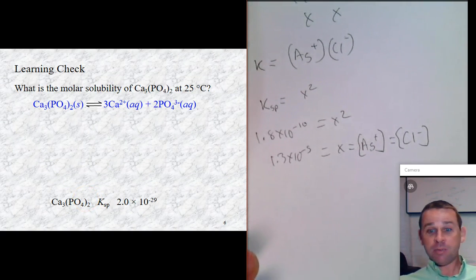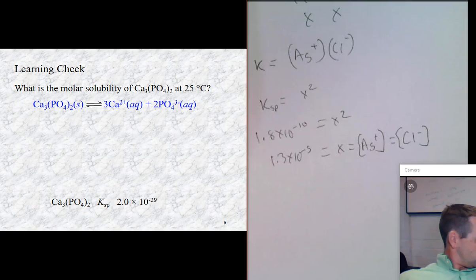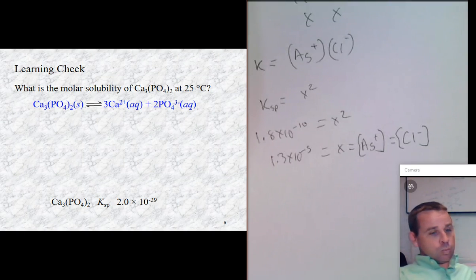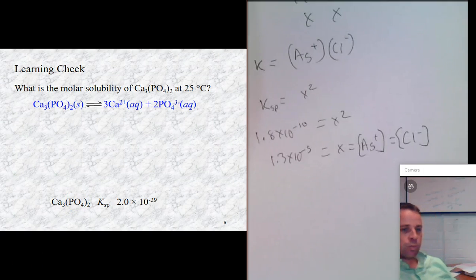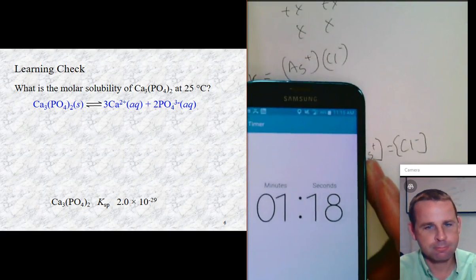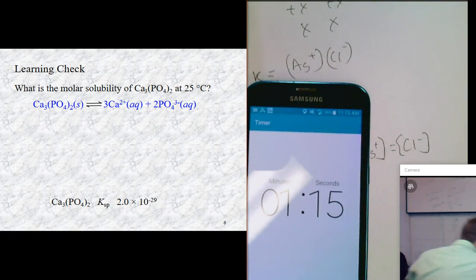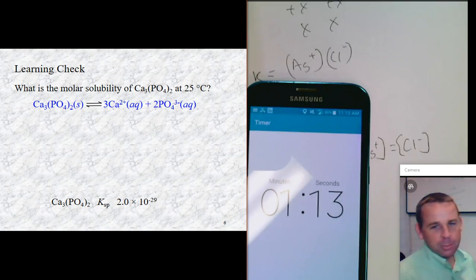So here's an example. Let's see if you can get this one. Pay close attention to the coefficients. You have 90 seconds. Go. Help your neighbor if you got it.